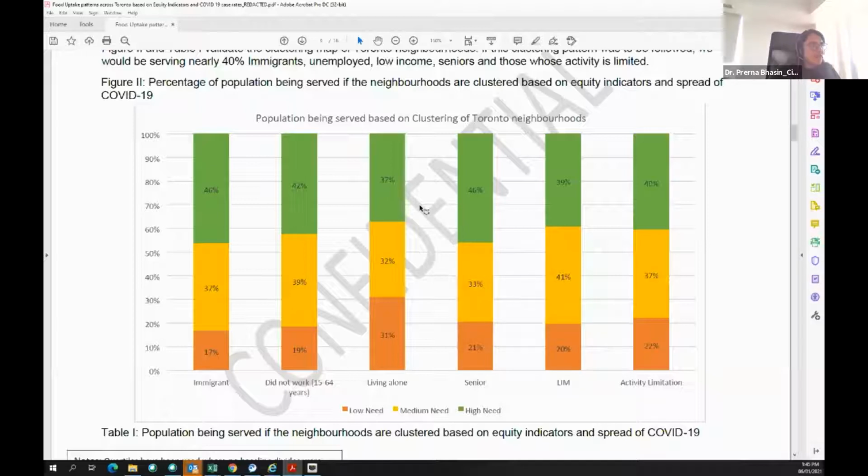So, populations being served. Most of this was a validation technique for us to understand, of what we were projecting, are we actually serving the people we wanted to serve based on the equity indicators? Most of these indicators show that if we go the way that we are going, if we project this way, if we look into our neighborhoods this way, we could be actually helping or feeding 40% of not only the high need neighborhoods, but also the equity seeking or equity deserving population, as the terminology would go.